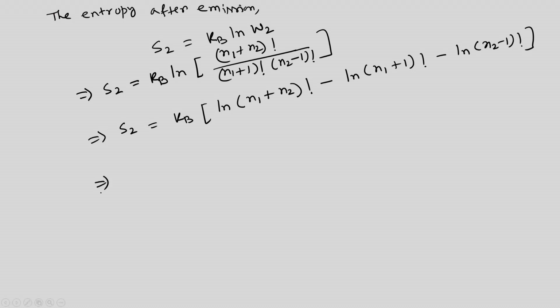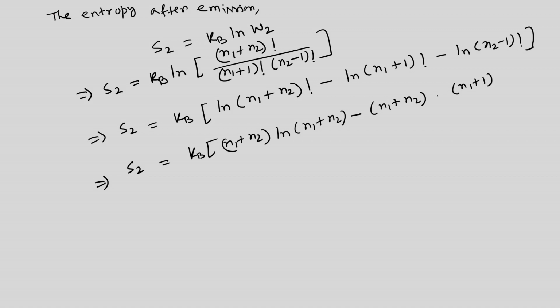Now, if we apply Stirling's approximation, because both N1 and N2 are very, very large, we write S2 is Kb times N1 plus N2 ln N1 plus N2 minus N1 plus N2, then minus ... This is the first term, and now the second term.